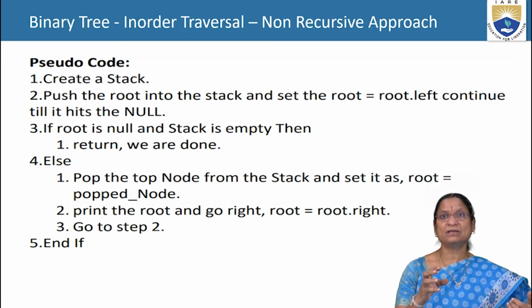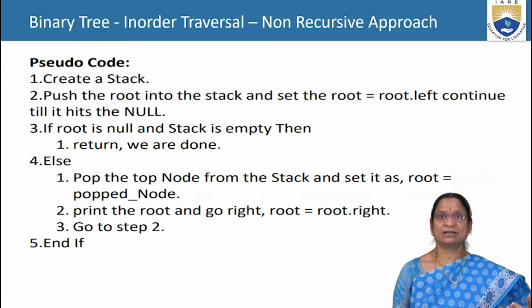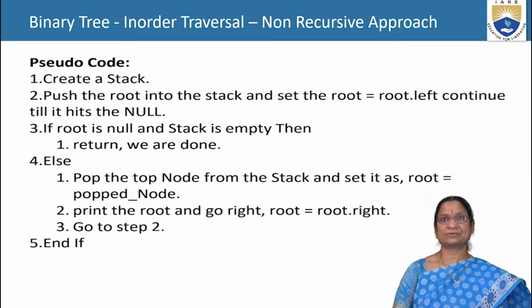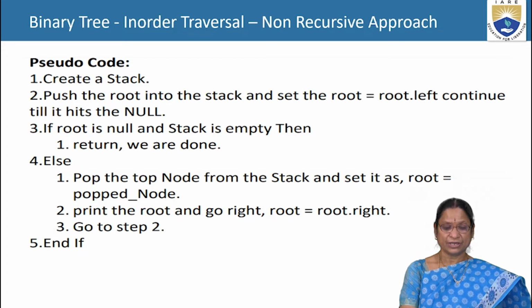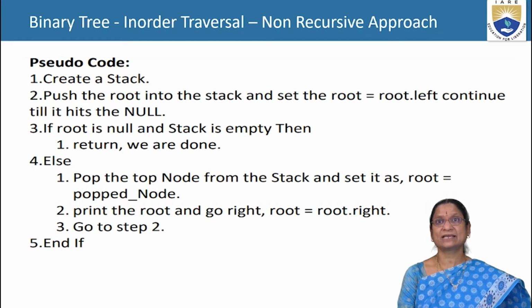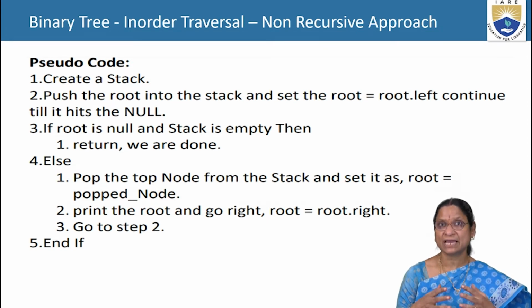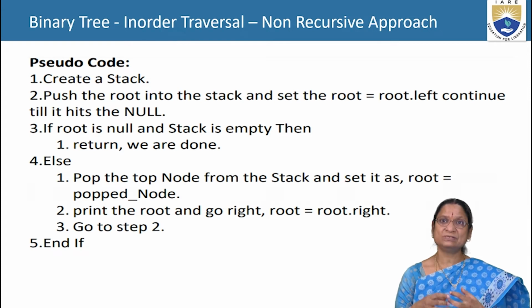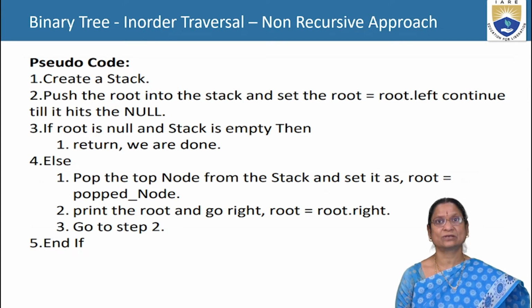Then it starts popping and checking whether right exists or not. If right exists, process it; otherwise, it will be processed. If root is null and the stack is empty, then we return, the traversal is completed. So we have to check whether the stack is empty or not. If the stack is non-empty, further nodes need to be processed.